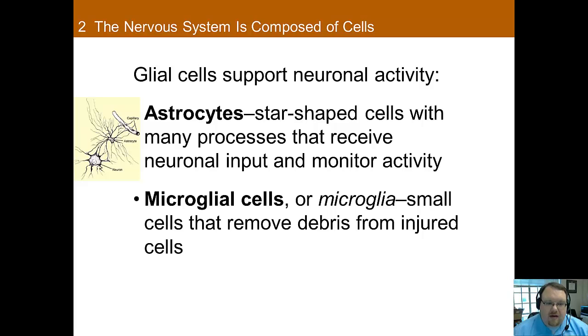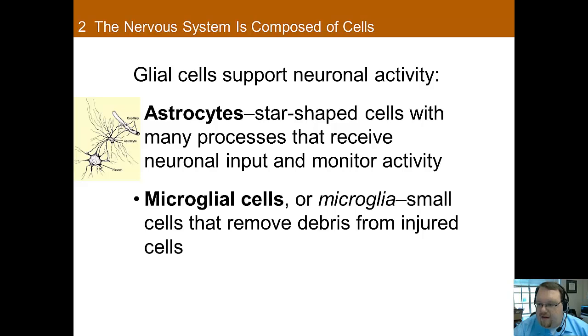There are also microglia, and microglia are the brain's cleanup crew. They are small, as their name suggests, but they're very active. Anytime there's an injury, they go to the injury and they remove any debris from the injured neuron.